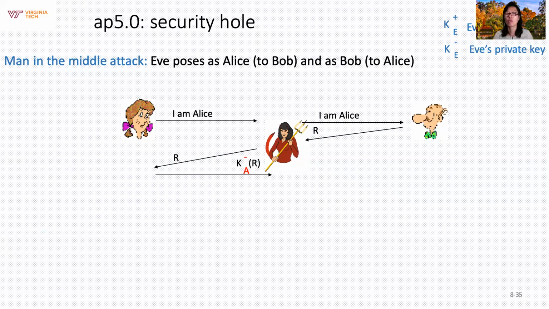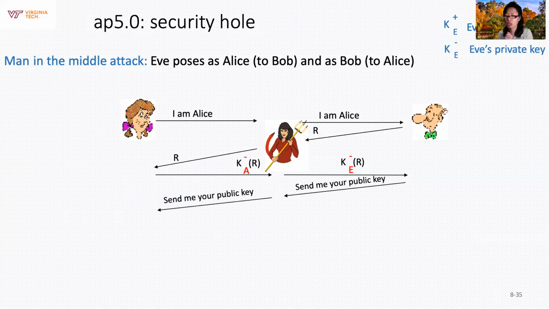Intercept nonce. And next step is where Eve, instead of relaying Alice's encryption of nonce, encrypts the nonce using her own private key, right? Anyone can generate a private key and public key pair. So Bob, having no idea what is the correct public key, would ask, okay, please send me your public key. And at this point, that public key of Alice, of course, was dropped by Eve and instead feeds Bob with Eve's public key, KE+.